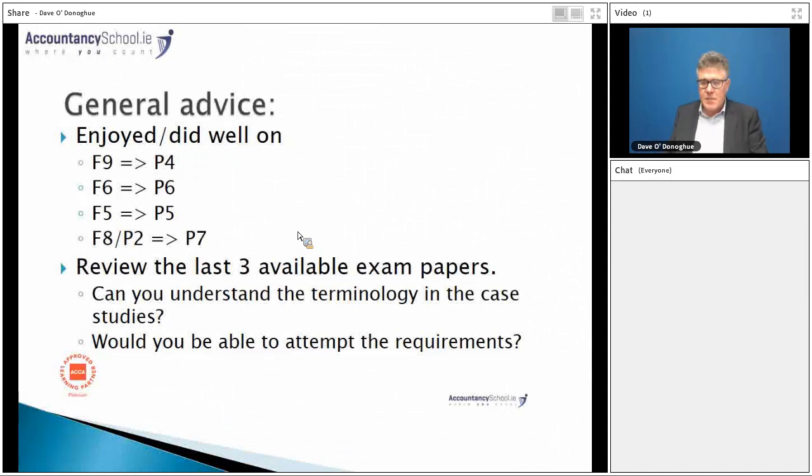So the 2 things to consider firstly are: how did I get on in my earlier studies? And what are the exam papers like? Can I understand them? Do you think you'd be able to understand the requirements and make some kind of a stab at the requirement?